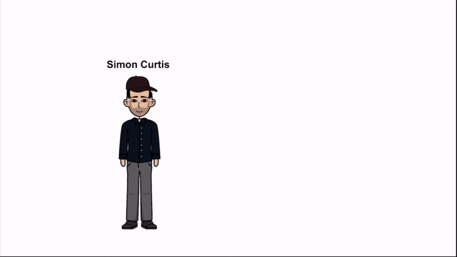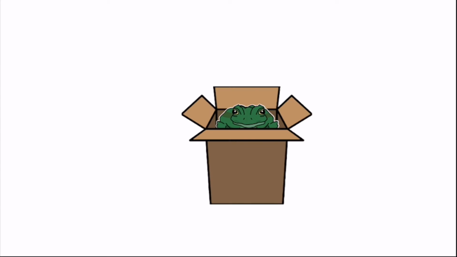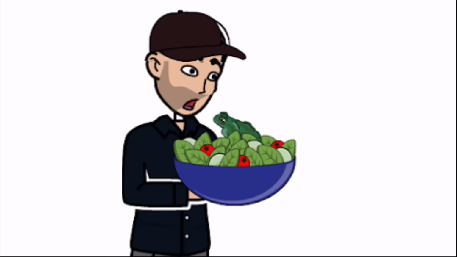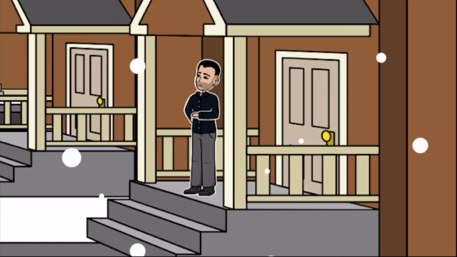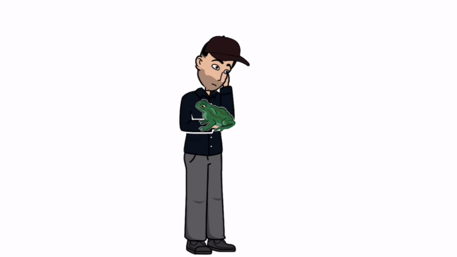This is Simon Curtis, and this is Tony the Frog. Tony arrived in the most interesting way. Simon found him in a package of lettuce. Now, this frog couldn't be put back into the wild because it was too cold for the frog to survive, so Simon kept him and named him Tony. They're now friends, or as friends as a frog and human can be.